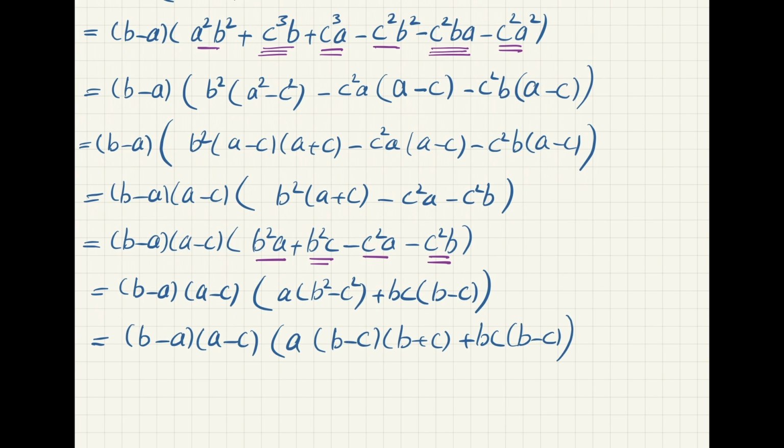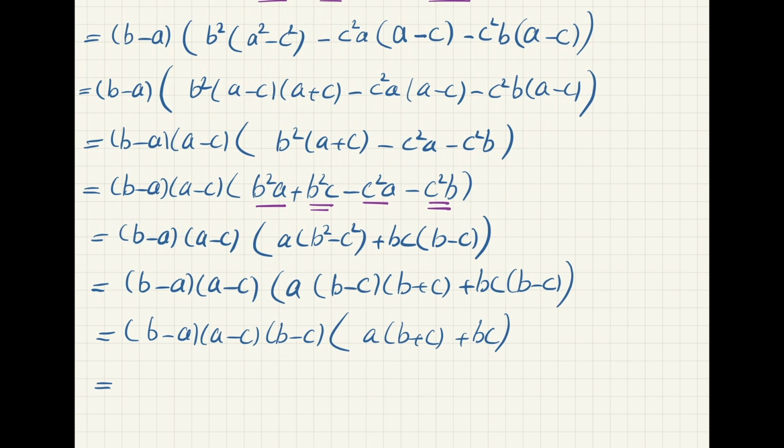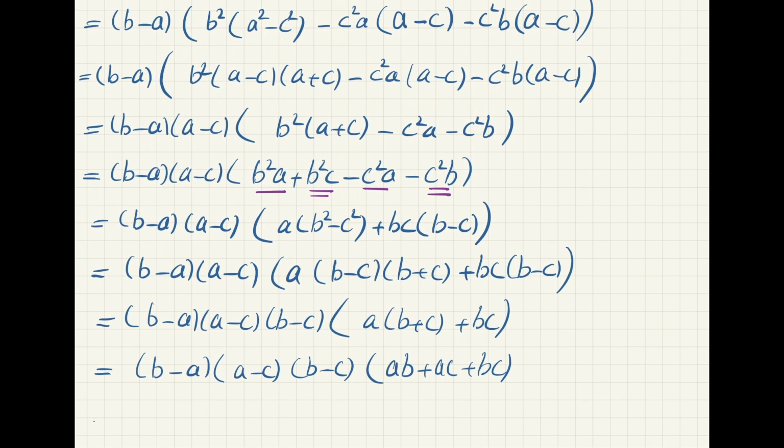Yes, and then again you see it was a little bit challenging. Yes, we have to do it a number of times. So b minus c, I can pull it out. So this becomes b minus a minus c, b minus c, and a times b plus c plus bc is left. So I don't think we can factorize it more, yes. So we just write it as it is. And I multiply it. It becomes ab plus ac plus bc. It's finished.